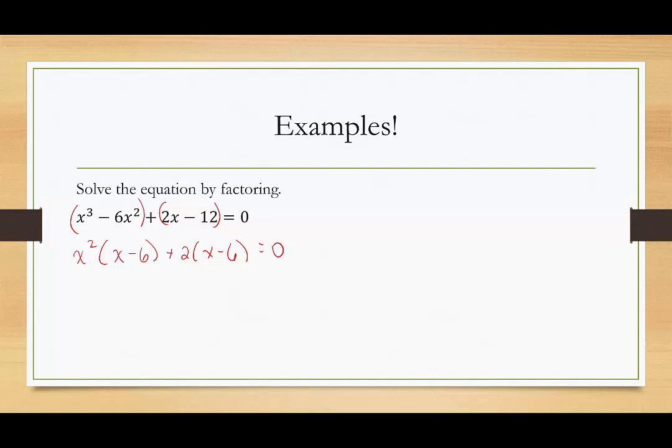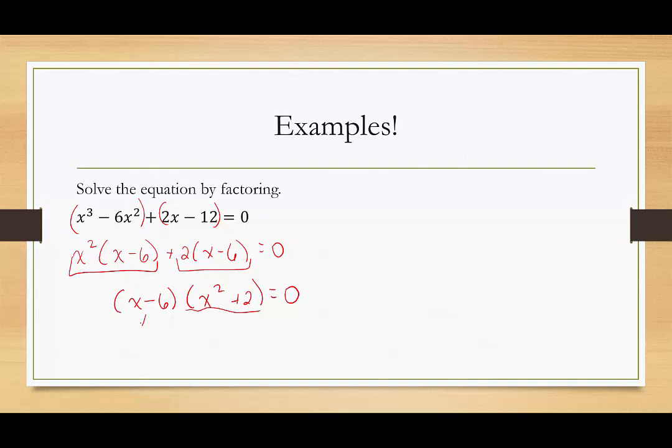Do the two terms, so this is term 1 and this is term 2, have something in common? Yes, they do. They have an x minus 6 in common. So we pull out the GCF and then we multiply it by the leftovers. x minus 6 times x squared plus 2 is equal to 0. Now we can factor each one. This one, it's tempting to want to factor, but unfortunately 2 is not a perfect square, so we have a little bit more work ahead of us.